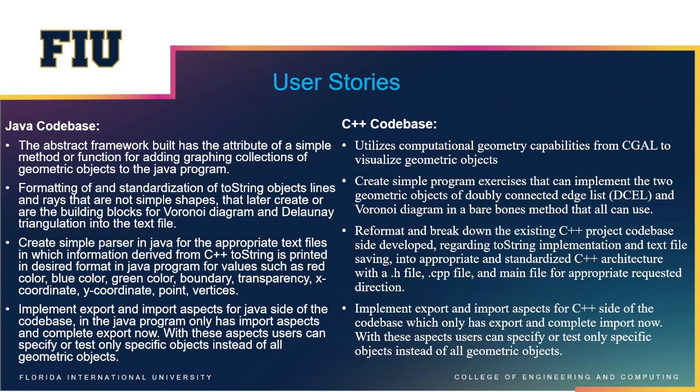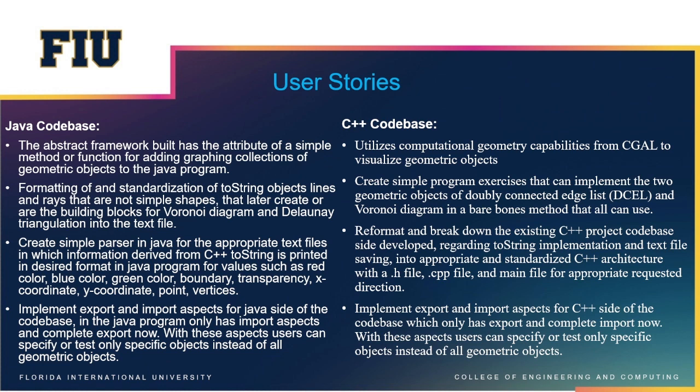We also implemented the export and import for the Java side, so that refining is always possible. We did this for C++ as well. Again, it's a loop and it has import and export aspects on both sides. We utilize computational geometry capabilities from Seagull to visualize geometric objects. We created simple program exercises to implement the geometric objects on the C++ side, such as a Voronoi diagram and bare bones.